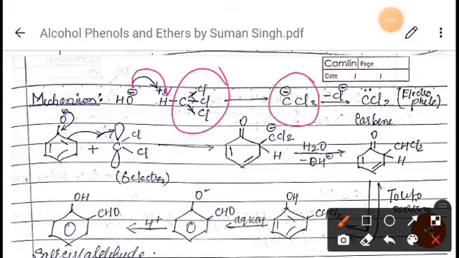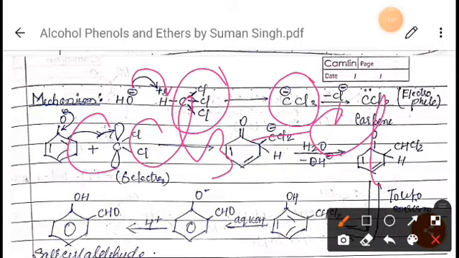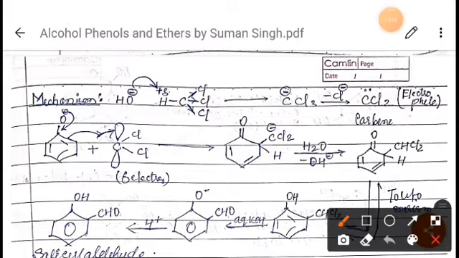When OH comes and attaches to this hydrogen, we will get CCl3 negative, right? Since CCl3 negative is very reactive, one chlorine will come out from this CCl3, and we will get a carbene, as you can see, CCl2. This carbene will behave as an electrophile, right?